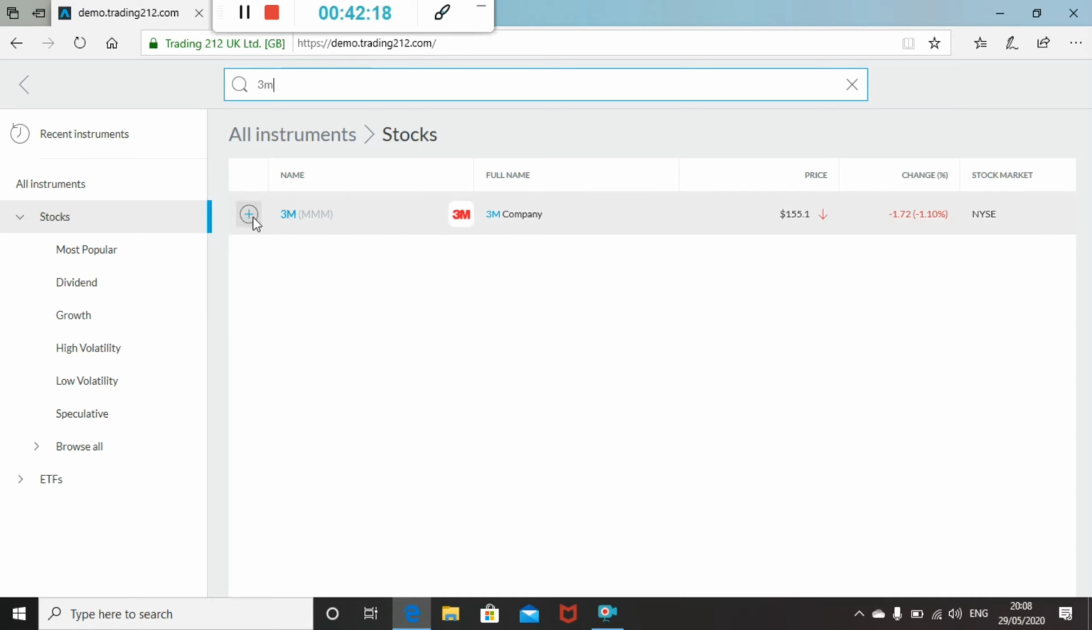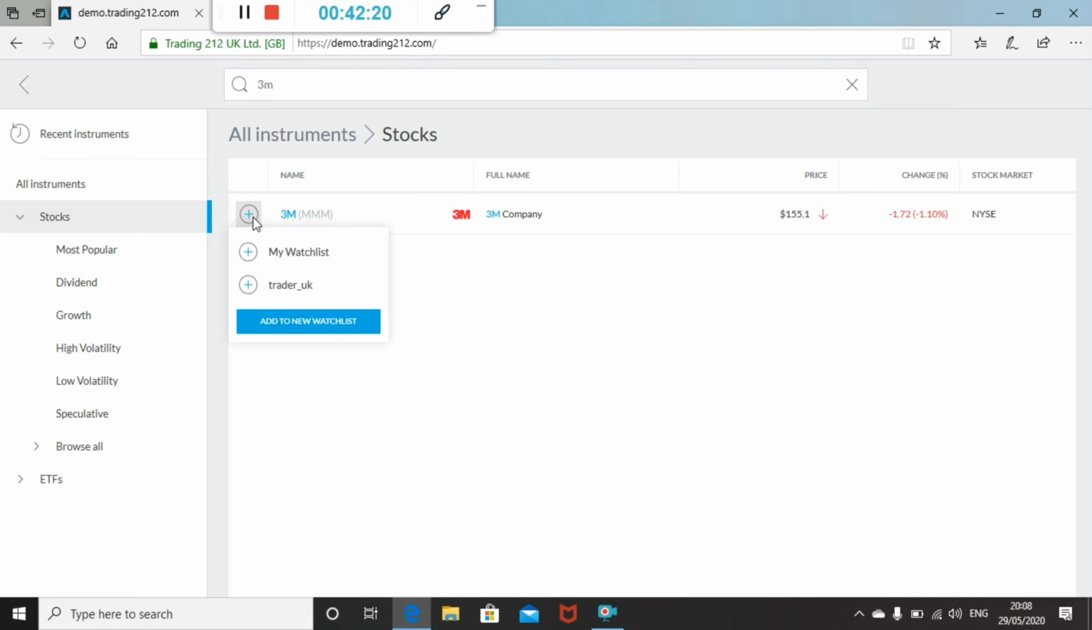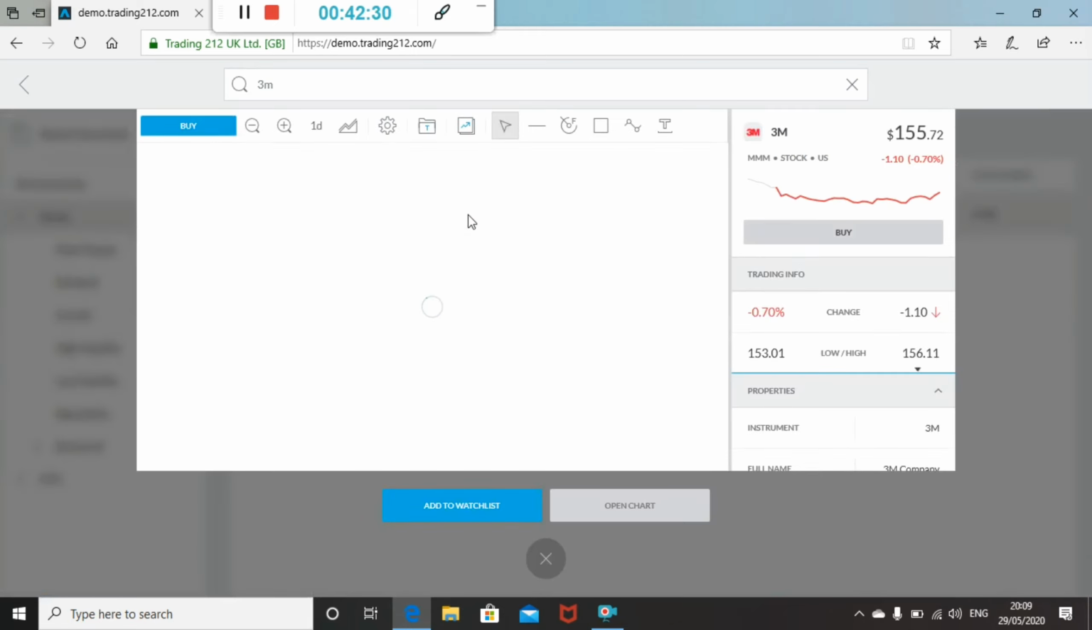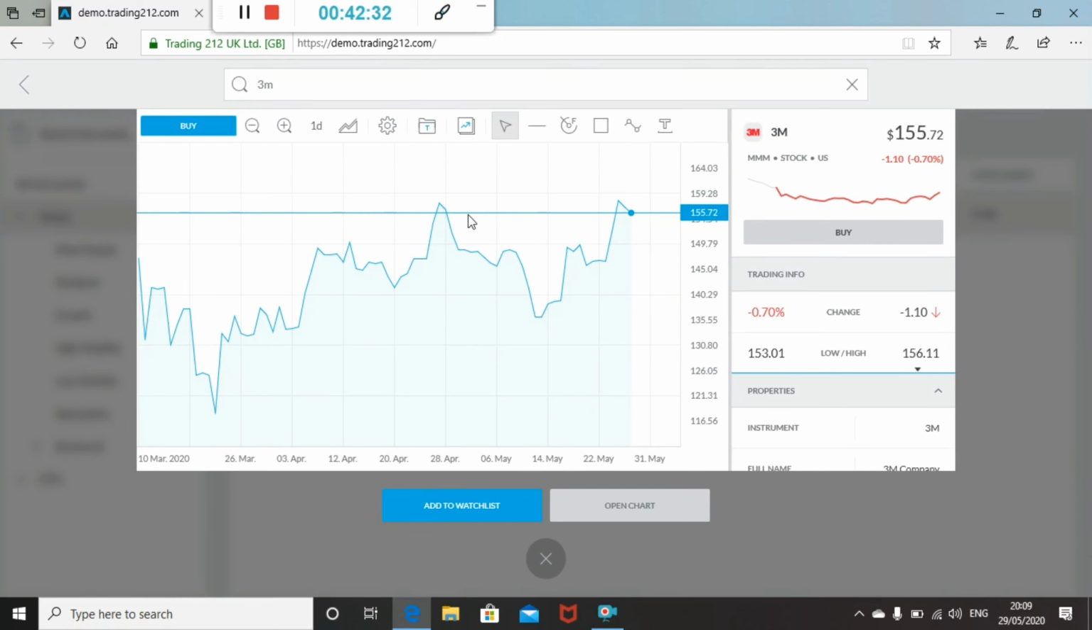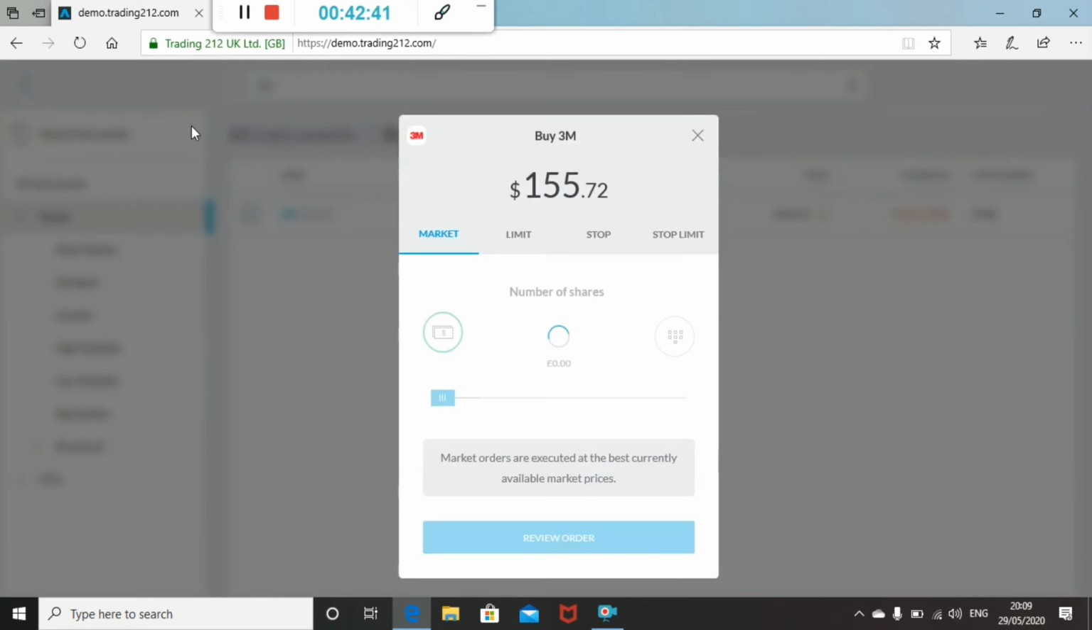There we go. You can add it to your watch list on the left-hand side. Or you can click on the company to drill down into more detail for more charts, more performance figures. From here, you then have the option to buy. So let's do that.